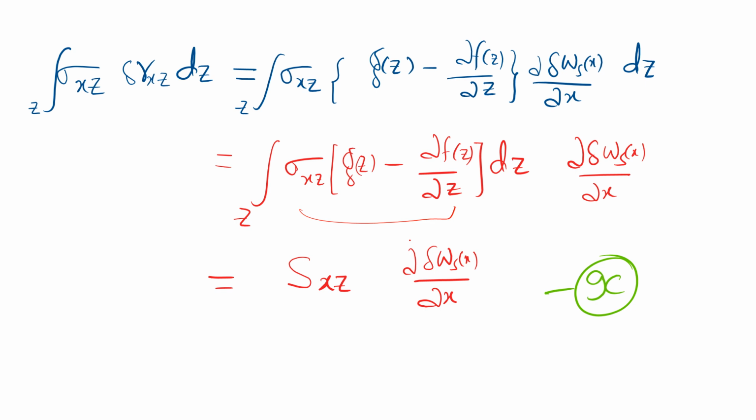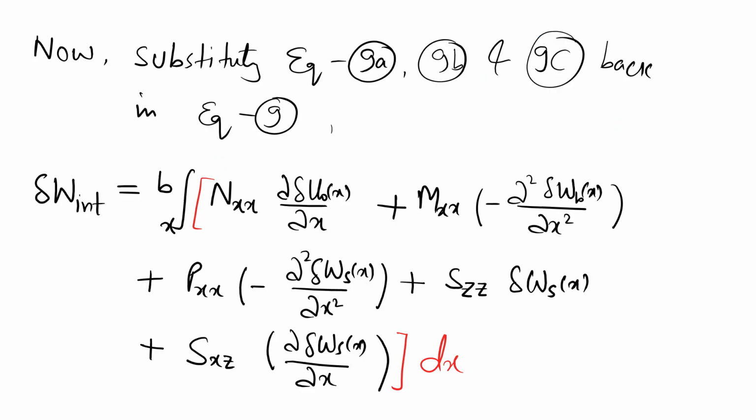Okay, so this portion came out from the integration, and we are getting sigma x into delta. Now substituting equations 9, 9b and 9c back, we will just substitute it. So we are getting here the internal work done, by just substituting Nxx, Mxx, Pxx, Sz and Sxz.